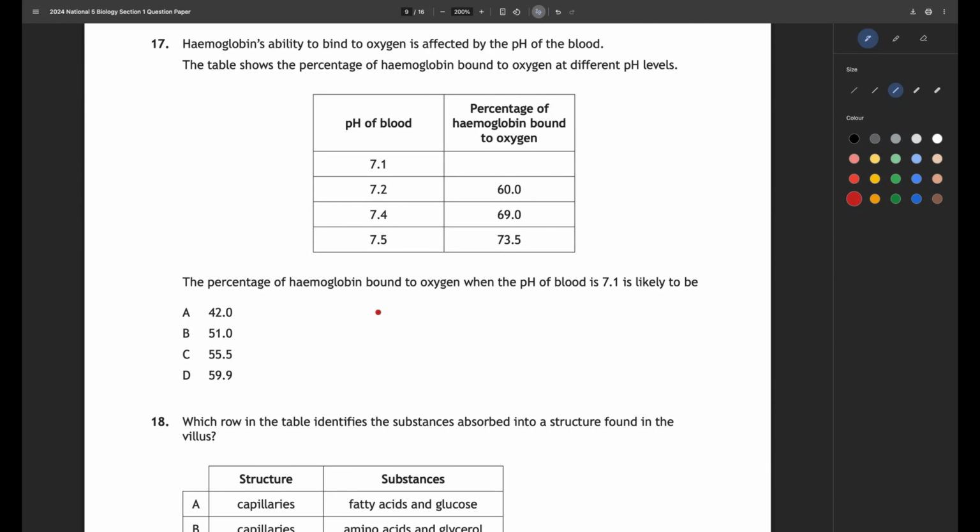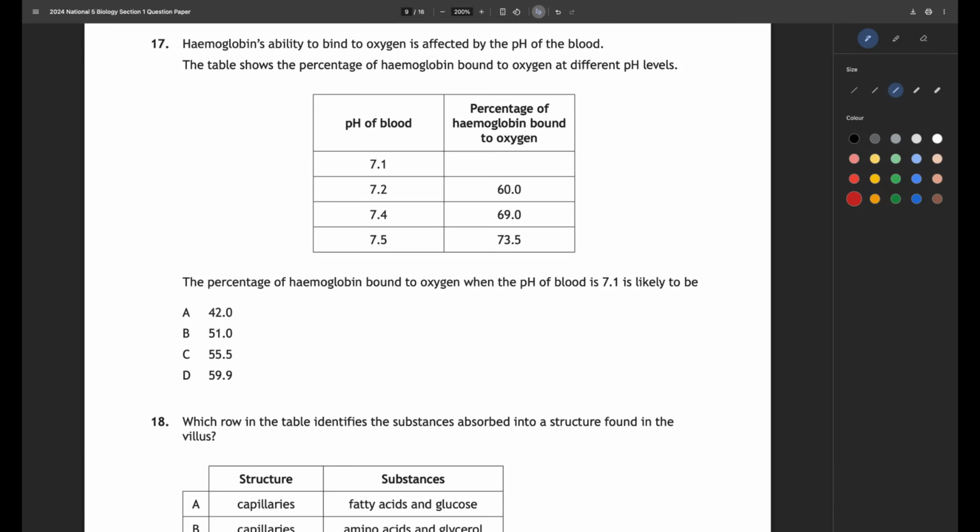Okay, number 17. Hemoglobin's ability to bind to oxygen is affected by the pH of the blood. The table shows the percentage of hemoglobin bound to oxygen at different pH levels. Okay, so we get 7.1, 7.2, 7.4, 7.5, and we've got the percentage. That's fine. The percentage of hemoglobin bound to oxygen when the pH of the blood is 7.1 is likely to be 2. When I was reading out those pHs there, what I did notice was it wasn't exactly linear, the increase. It was 7.1, 7.2, and then we missed 7.3 to go to 7.4, sorry, then 7.5.